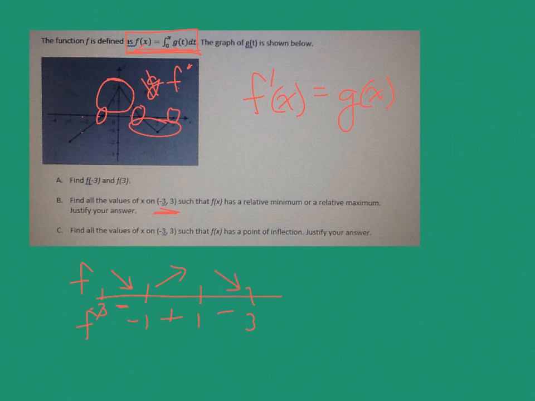So we should have a minimum value at negative 1, and we're going to have a relative maximum value at positive 1. We're not sure what is happening after 3. So those are the only 2 points between the negative 3 and the 3 where we have relative maximums or minimums.